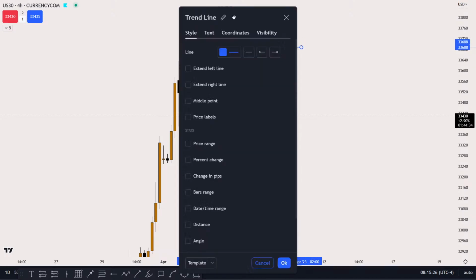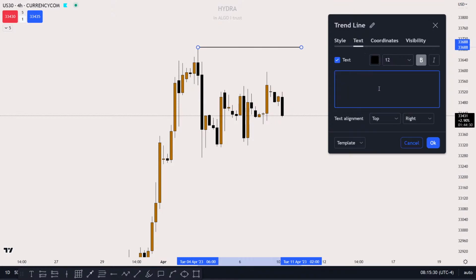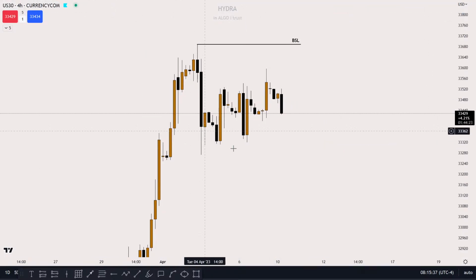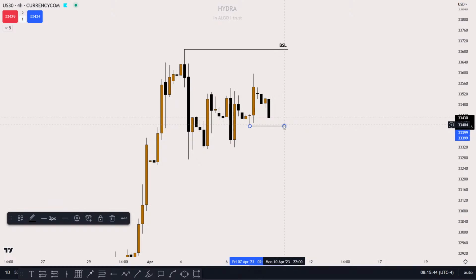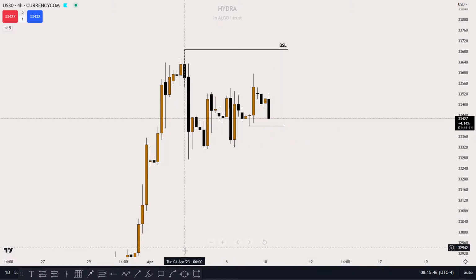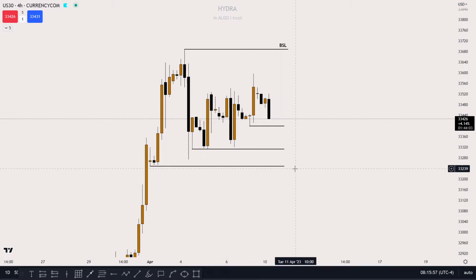So let's start. That's our buy side liquidity right above there, BSL. I'm on US30, 4 hour by the way. And our nearest liquidity pool on sell side is down here. That's our first equal low, right? And then we have another two levels of equal lows right here, and then ultimately we have a daily fair value gap down here.